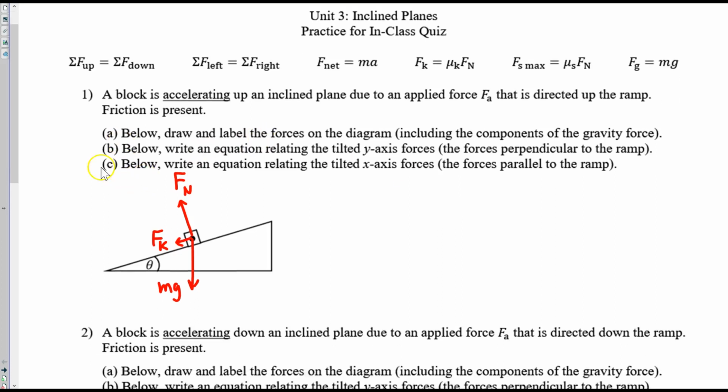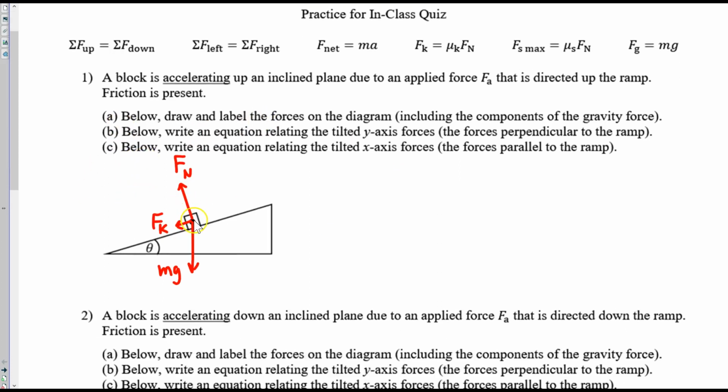Okay, I've started to fill this out. I've already drawn the normal force and gravity in every picture because we know they're always there. This question says friction is present. The block is going up the ramp, so friction opposes that.